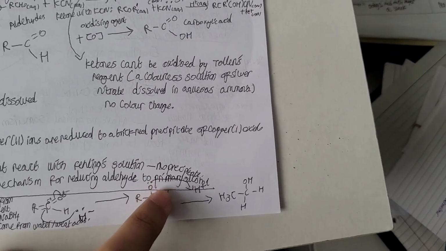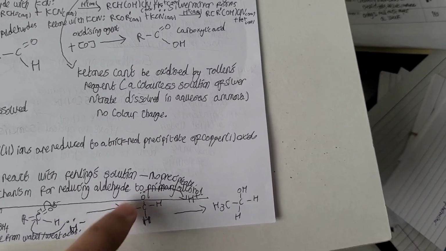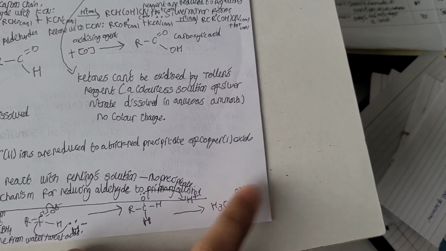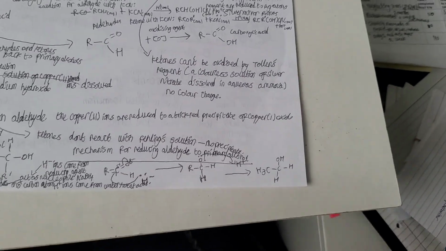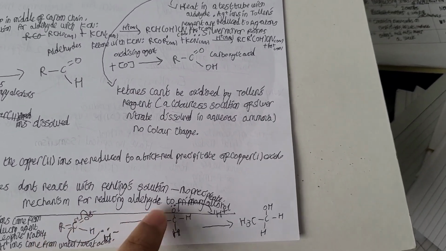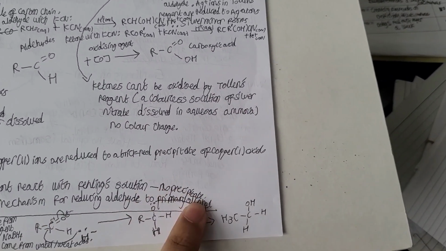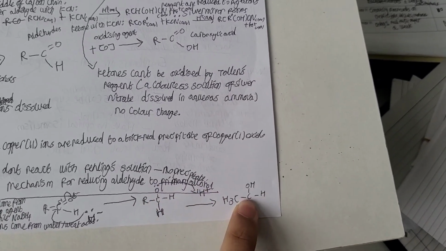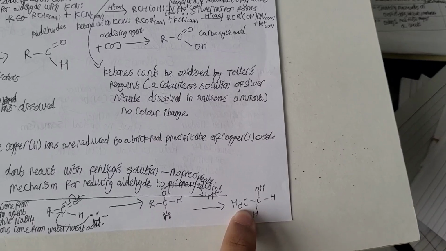I'm pretty sure it's got a negative charge as well. A lone pair of electrons bonds to the H+, and you form your primary alcohol. And this is the nucleophilic addition mechanism: the addition of the H+ from the strong acid catalyst to form your primary alcohol.